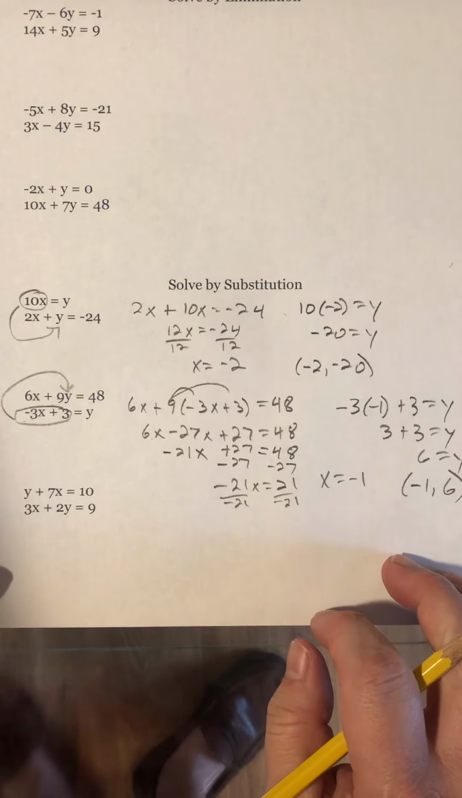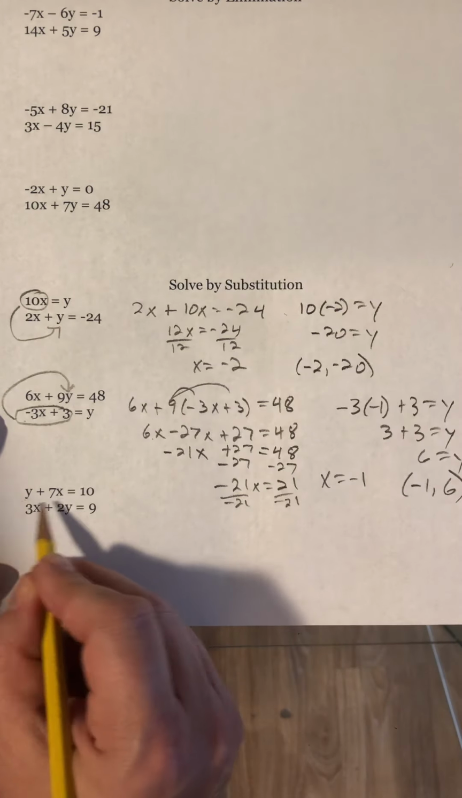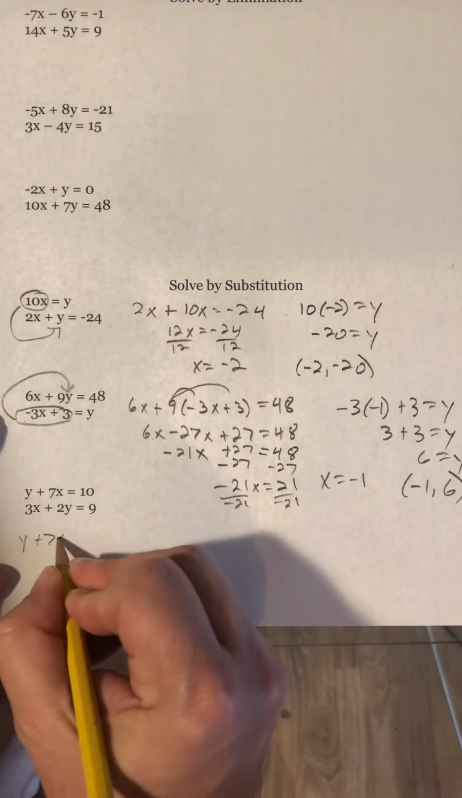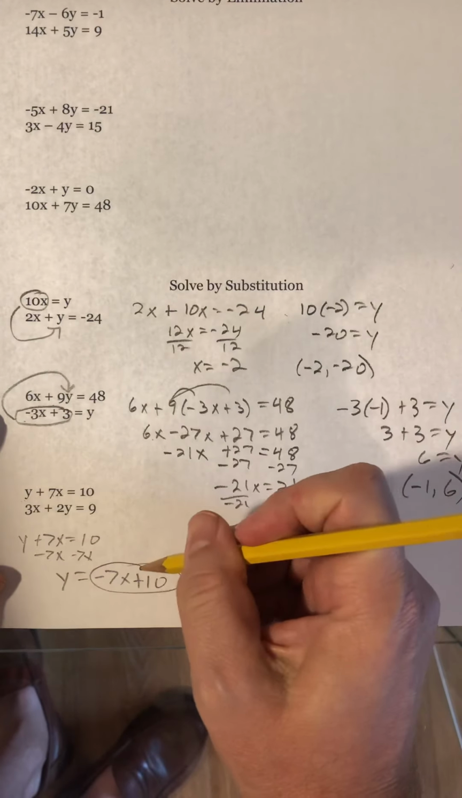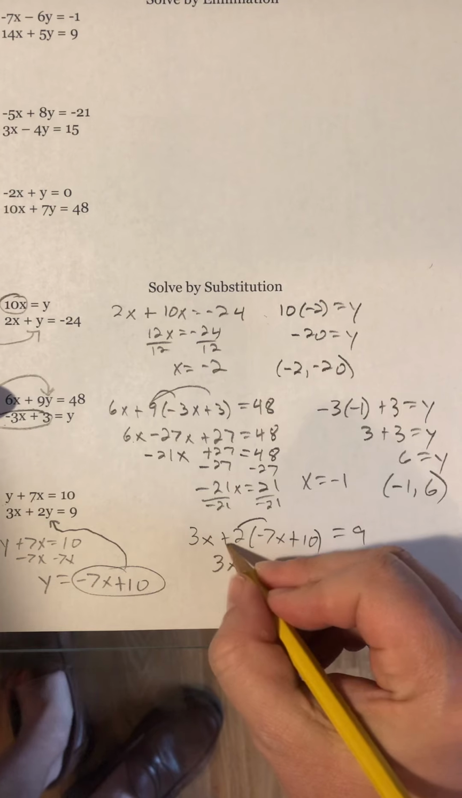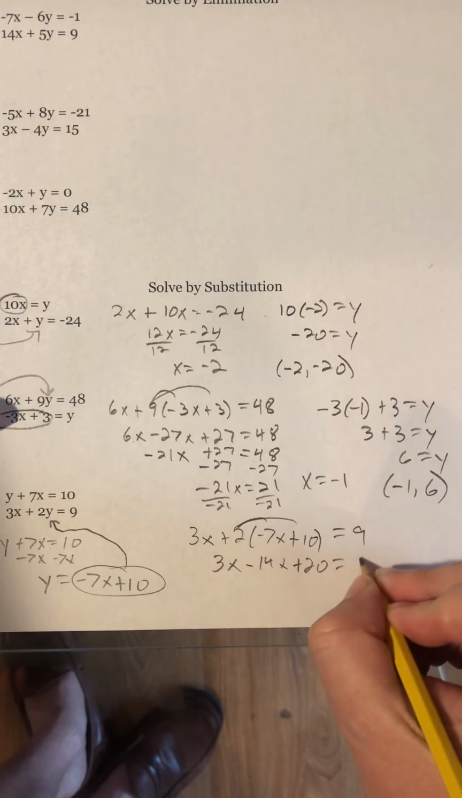And then if I look at my last example here, I don't have a variable isolated yet, but I could isolate this y by subtracting 7x from both sides. So I could have y plus 7x equals 10. If I subtract 7x from both sides, I get y equals negative 7x plus 10. So now I can plug that in for y into that second equation down there, okay? So I can say 3x plus 2 times negative 7x plus 10 equals 9. And remember, you've got to distribute again. So 3x minus 14x plus 20 equals 9.